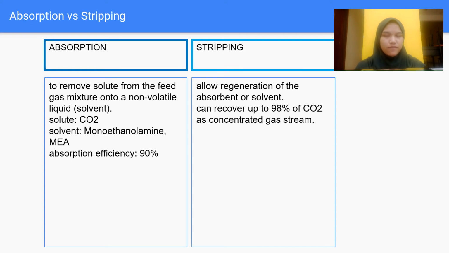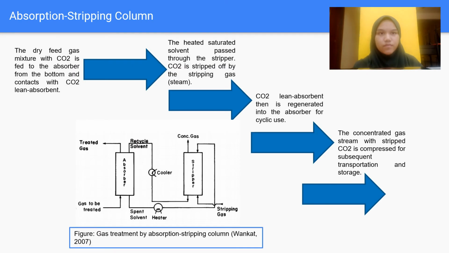Next, the stripper is used to regenerate the absorbent into the absorber. This is to allow more absorption capacity per kilogram per unit. The absorption occurs when the tri-feed gas mixture with CO2 is fed to the absorber from the bottom and comes into contact with carbon dioxide lean absorbent, or monoethanol amine, to get a treated gas stream with higher composition of hydrogen gas and lower carbon dioxide composition.